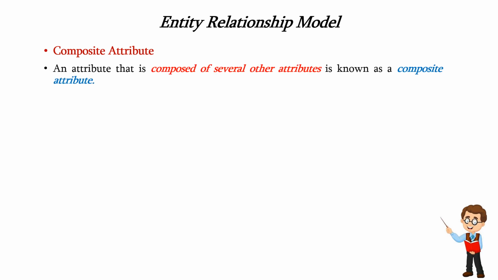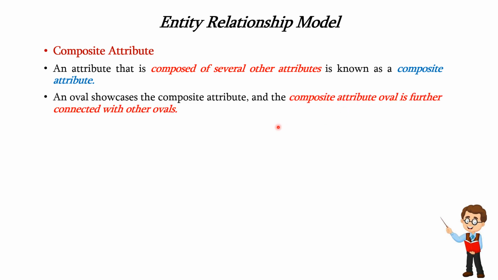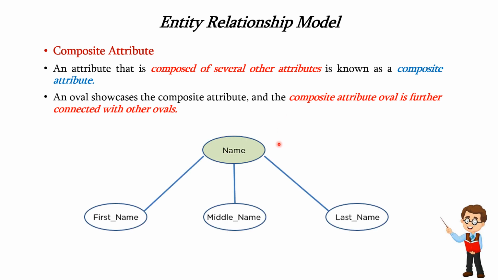Next, we'll see about the composite attribute. An attribute that is composed of several other attributes is called a composite attribute. An oval showcases the composite attribute, and the composite attribute oval is further connected to other ovals. So as shown here, name is the composite attribute, which is further connected to other ovals, which indicate the first name, middle name and last name. So this type of attribute is called a composite attribute.